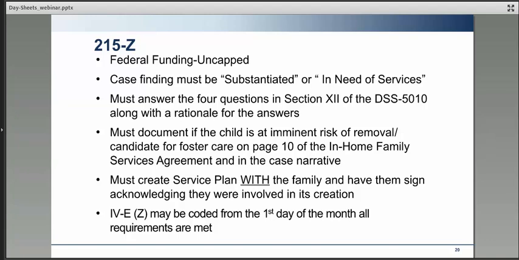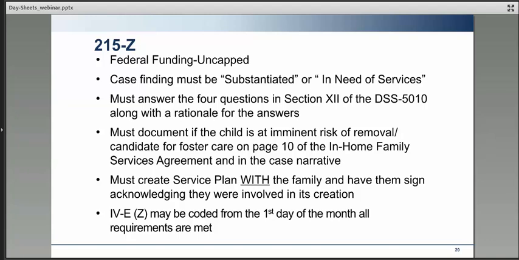The second thing is that when you're completing the 5010 in terms of your case closure, which is the CPS documentation form, you have to answer the 4 questions that are in section 12 along with a rationale for the answers. Some people think of this as the case summary part of the 5010, but ultimately these 4 questions address the issues of maltreatment and the risk going forward. So we need to document the answers to those as well as a full rationale for all 4 answers.